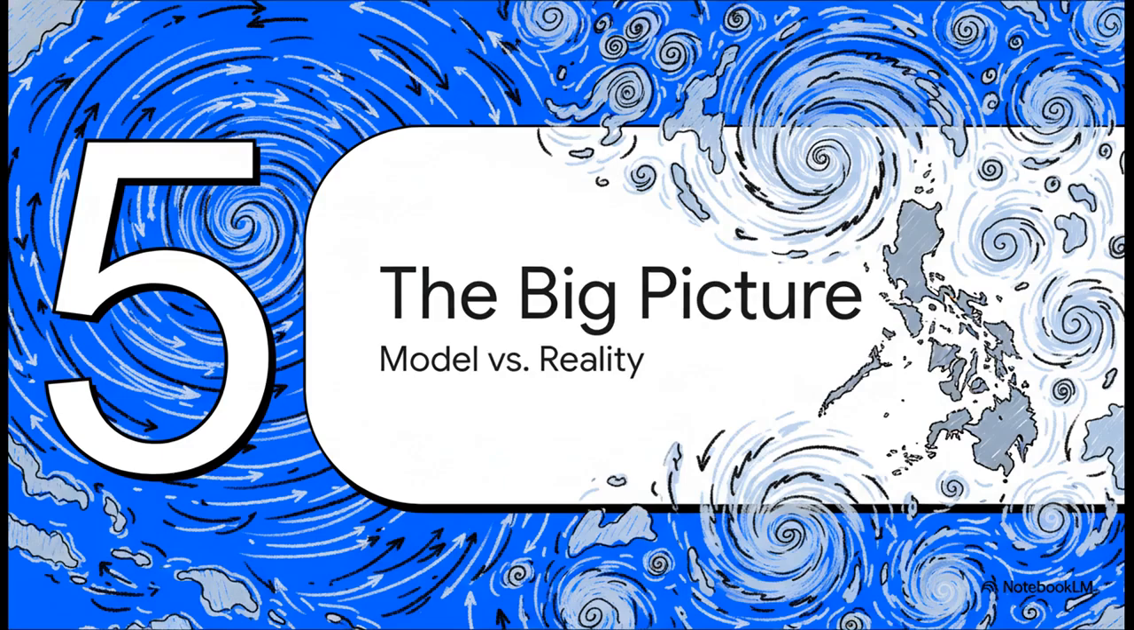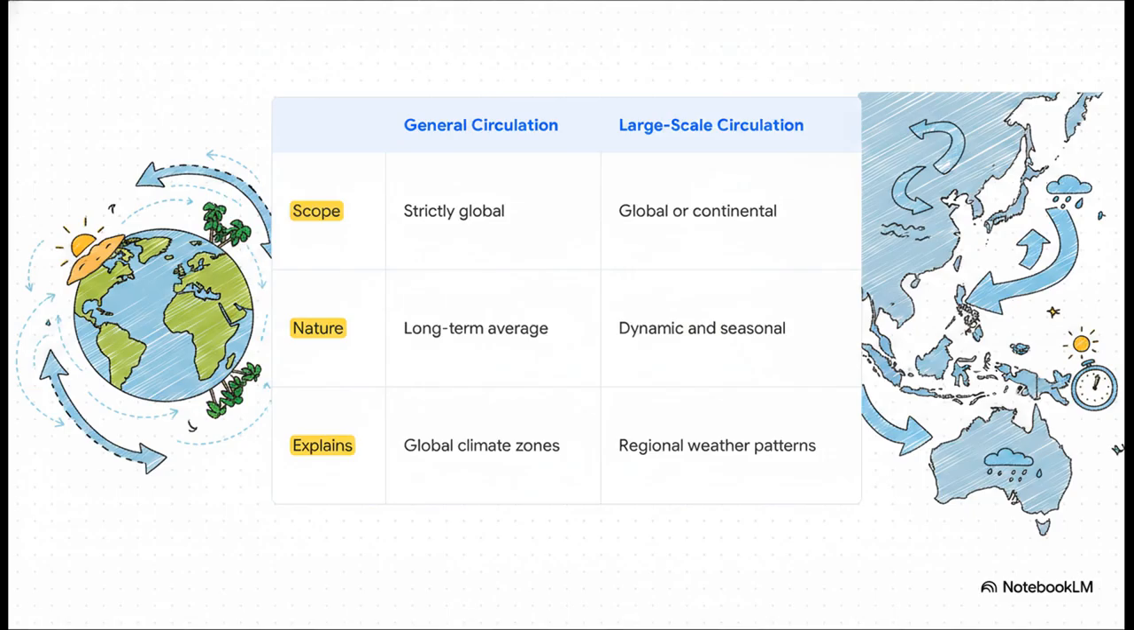Okay, so it's really vital to understand the difference between that simple, clean three-cell model we started with and the complex, dynamic reality we just saw playing out in the Philippines. That general circulation model is our fundamental theory. It explains the big picture stuff, like why rainforests and deserts are located where they are. But large-scale circulations, like the Habagat and Amihan monsoons, well, those are the real-world weather systems we actually live through. They're dynamic, they're seasonal, and they're a whole lot more complex.